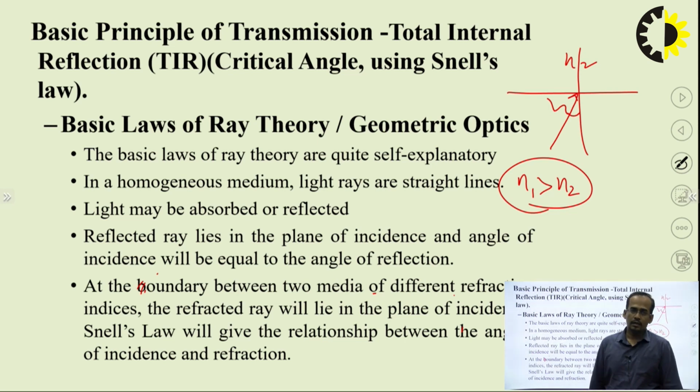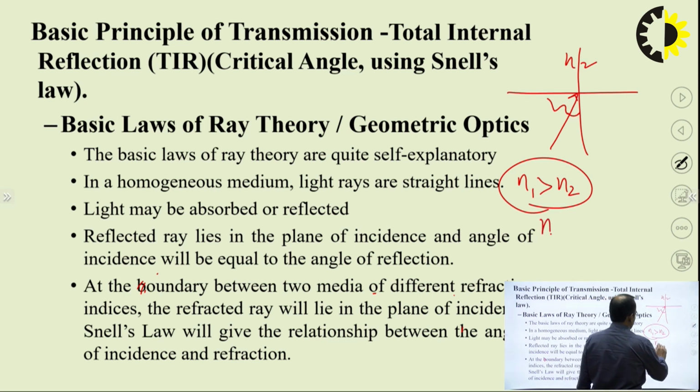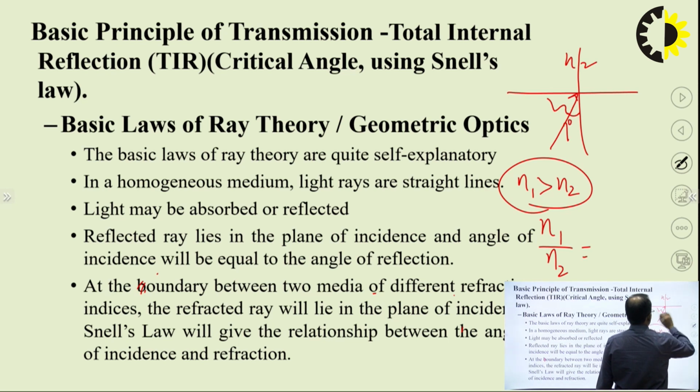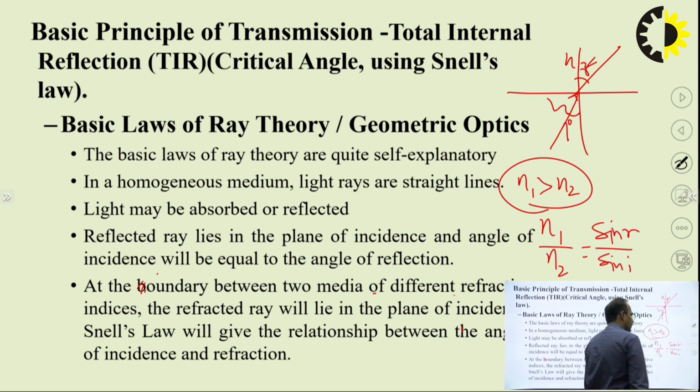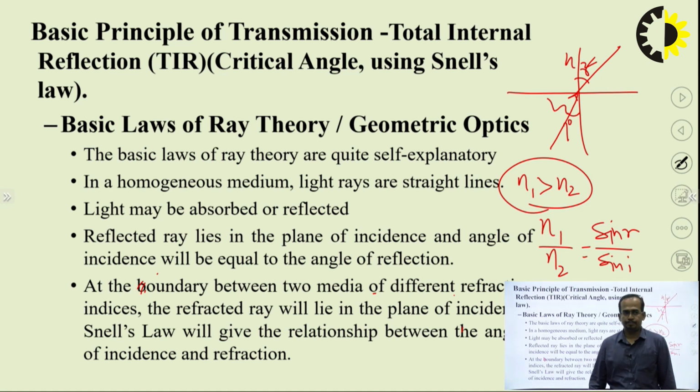What Snell has given is this statement: the ratio of refractive index of medium 1 to medium 2. Suppose the angle of incidence is i and the angle of refraction is r, then sin i by sin r is equal to n2 by n1. So, this is Snell's law that I wanted to explain.